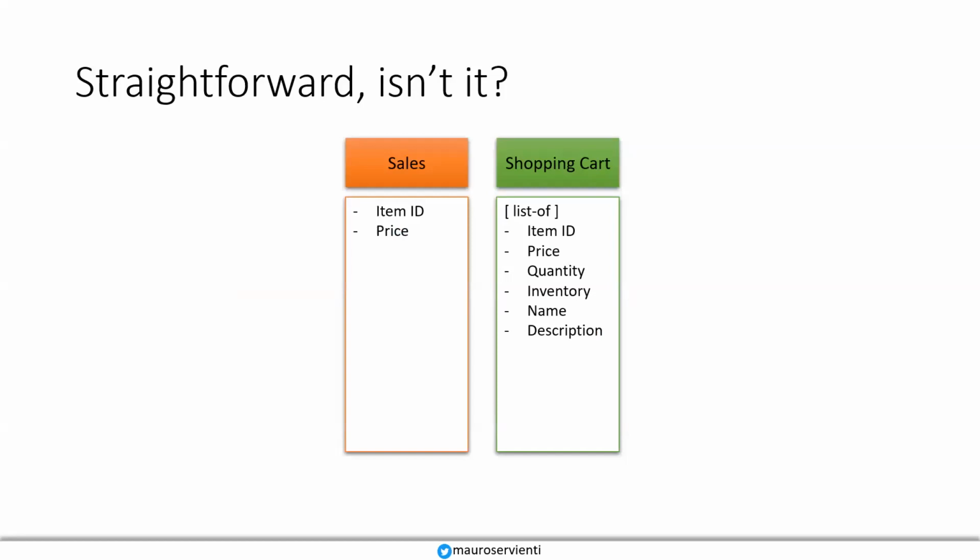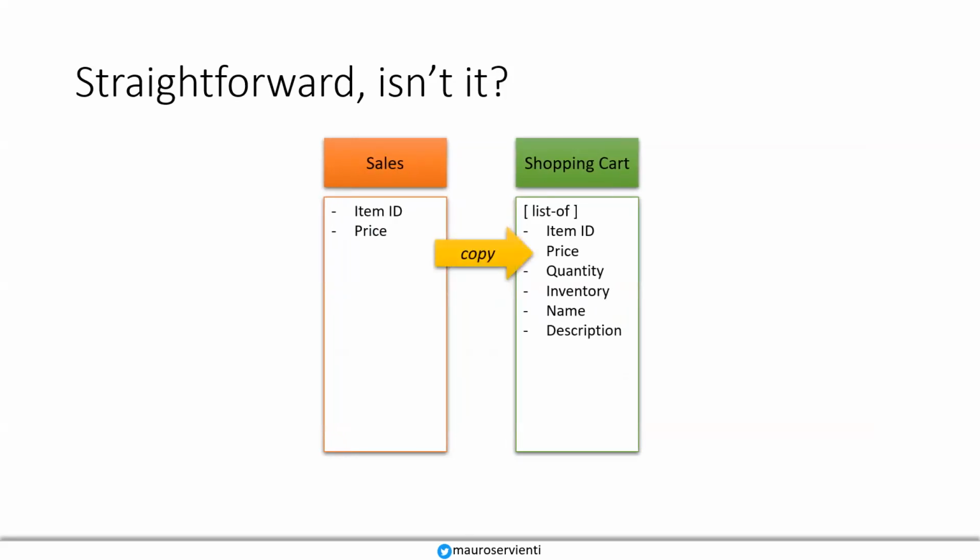So price is probably owned in some way by sales. And what we can do is that whenever we put the item in the shopping cart, we can copy the price over there. And it's a regular denormalization kind of approach. So we're copying a price. So if we now change the price of the item identified by the item ID in sales, it won't change in the shopping cart. Okay, let's look at another requirement.